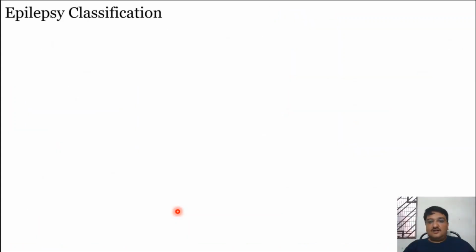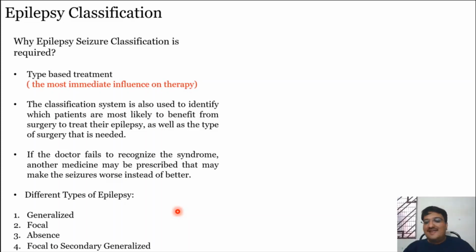So further, we will see specifically why epilepsy classification is required. There are different kinds, as I mentioned: focal, generalized. I already told about absence seizure. So for the different types of epilepsy, accordingly, there is a different type of medication.